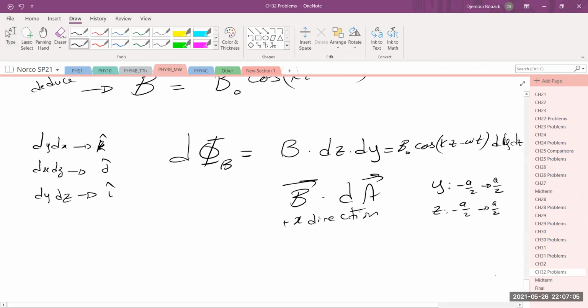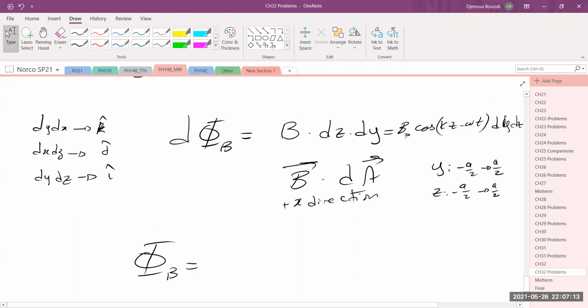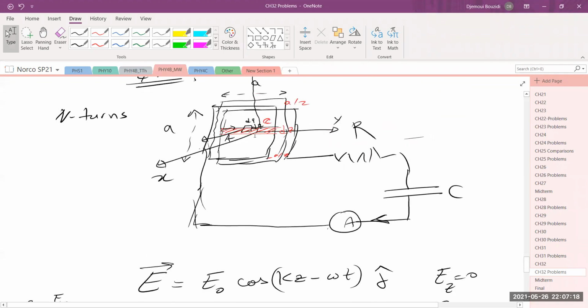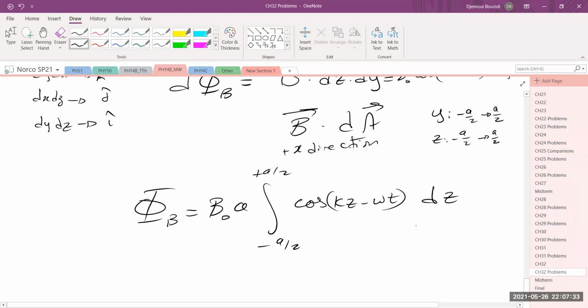Having said that, let's find now the flux of the magnetic field. The flux of the magnetic field is going to be, first of all, I have a B naught times A from this summation, or times this A here. So it's B naught times A times the integral from negative a over 2 to positive a over 2 of cosine of kz minus omega t, integrated over z. When we integrate over z, this t is just a constant. So it's not going to matter really.